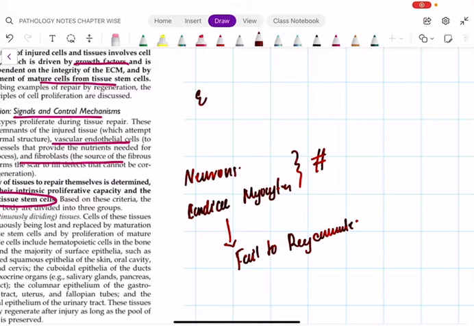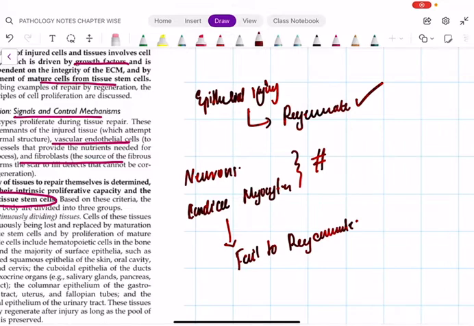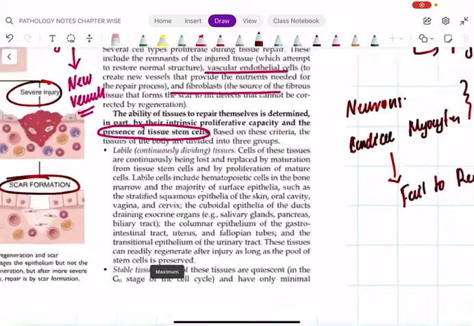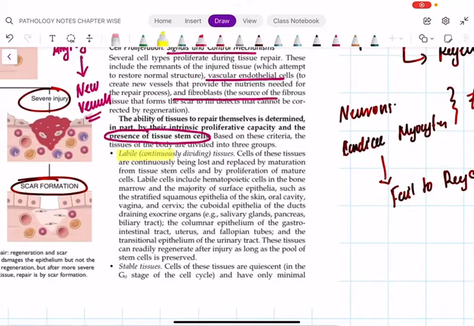There will be a complete permanent loss of function. At the same time, whenever there is an epithelial injury, they will easily regenerate. So we have different types of tissues in our body based on the presence of stem cells. We have divided the various tissues in our body into three groups. Number one is called as labile tissues, or continuously dividing tissues.